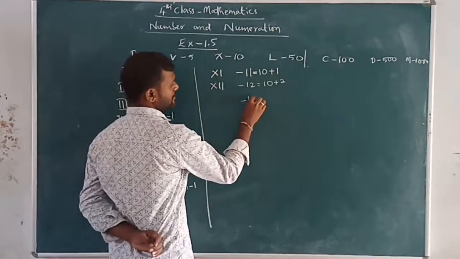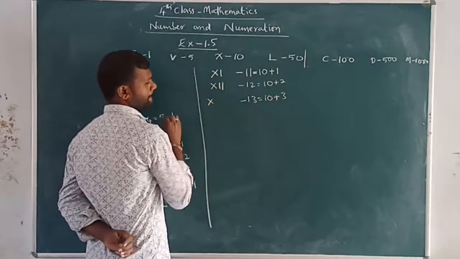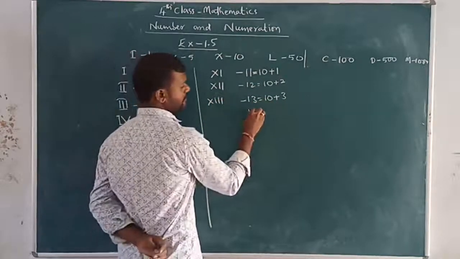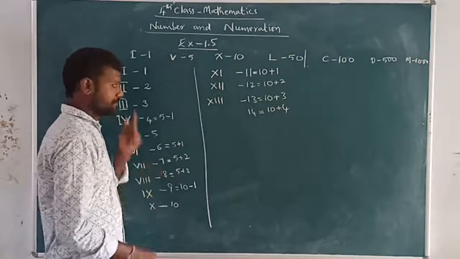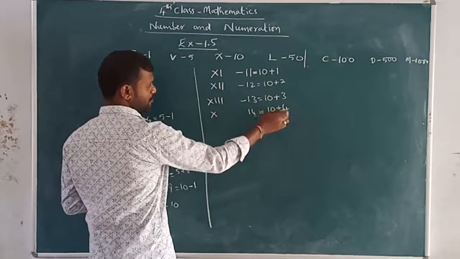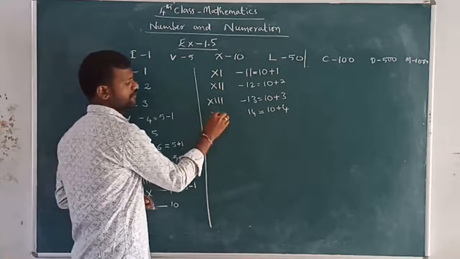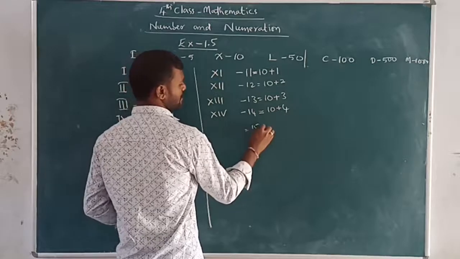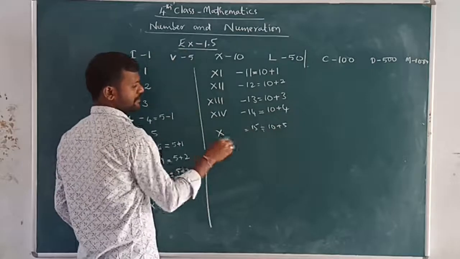Next one, 13. 13 means what? 10 plus 3. Plus 3 means 3 lines you have to draw. Next 14. 14 means what? 10 plus 4, 14. So first what we have to write? 10. Plus means on this side only we have to write how much? 4. What is the symbol of 4? This one is the symbol of 4. So 14. Next one, 15. 15 means what? 10 plus 5. So first you have to write 10 and 5.